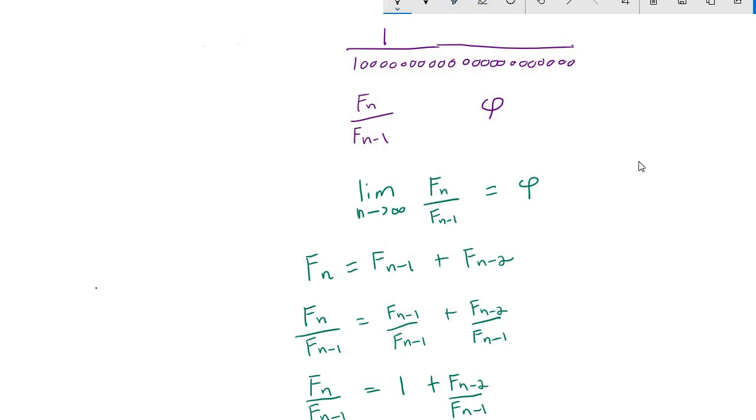Okay, so what we're doing is this equation down here, I'm taking the limit of both sides. So I'm going to get the limit as n approaches infinity of f_n over f_{n-1}. And this side will be the limit as n approaches infinity of 1 plus f_{n-2} divided by f_{n-1}. Okay, so what do we do with this?